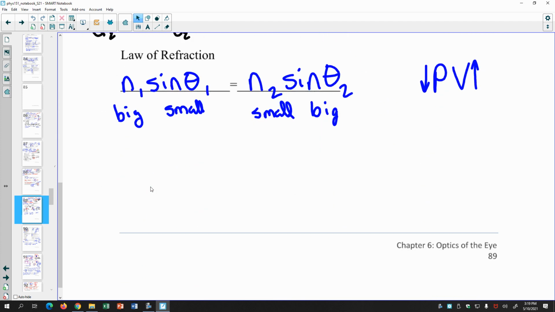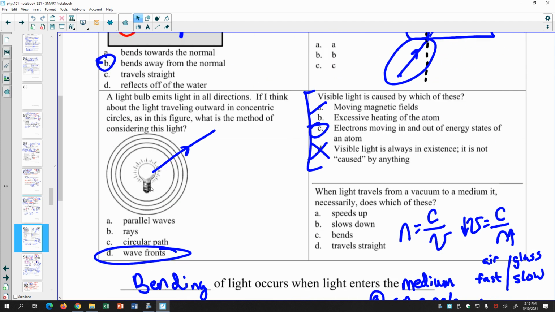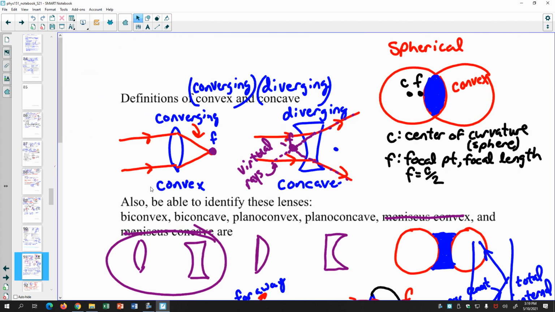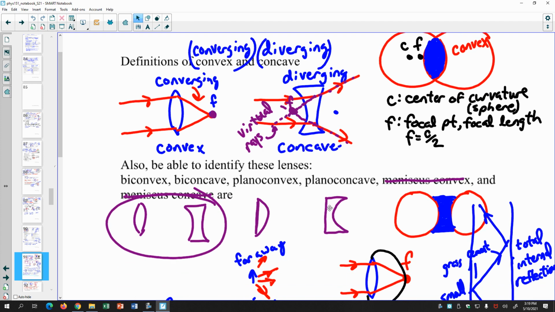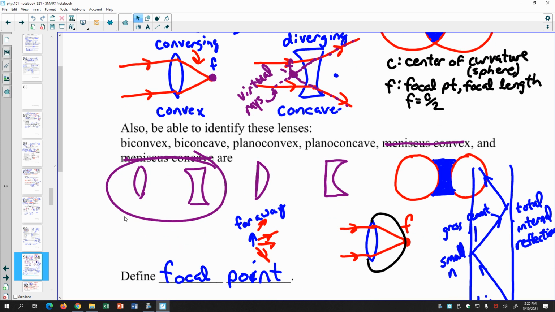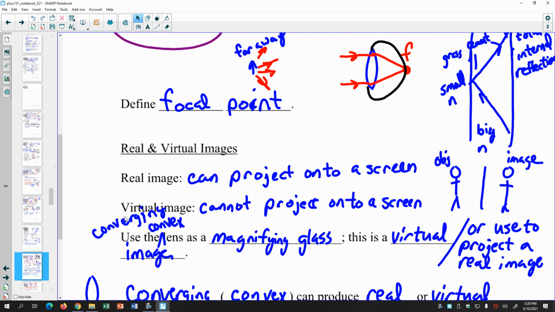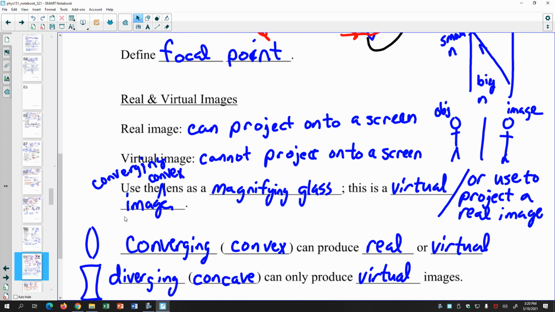So I'm just giving a quick overview here. You need to know the different types of lenses, both be able to define them by shape, like these four lenses, and then also be able to define them by converging, diverging. You see questions like that on the old test, and you'll see them tomorrow as well. Know how to define focal point, real and virtual images, what those are, and the difference between them.